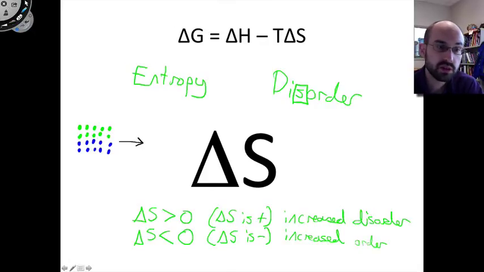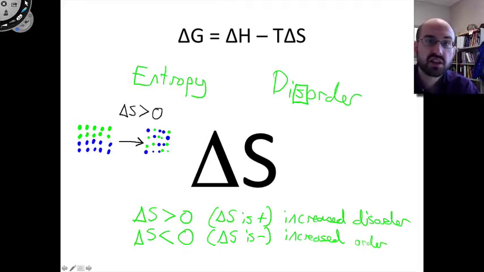So for example, if we have a process where things are organized, in this case I've shown 10 green dots on top, 10 blue dots on the bottom, and if at the end of the process they look more like this, they are no longer ordered, so the delta S for that process is positive.